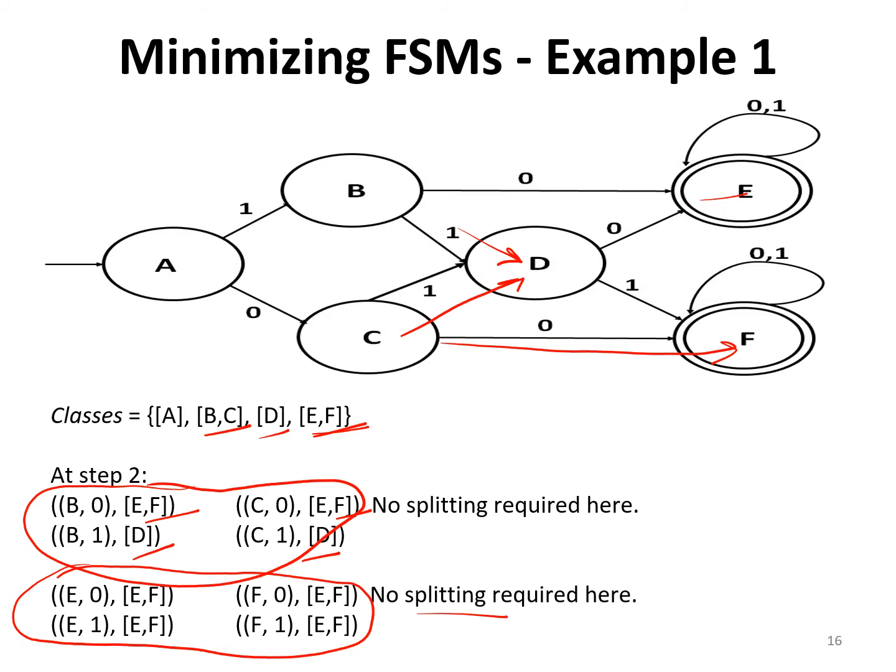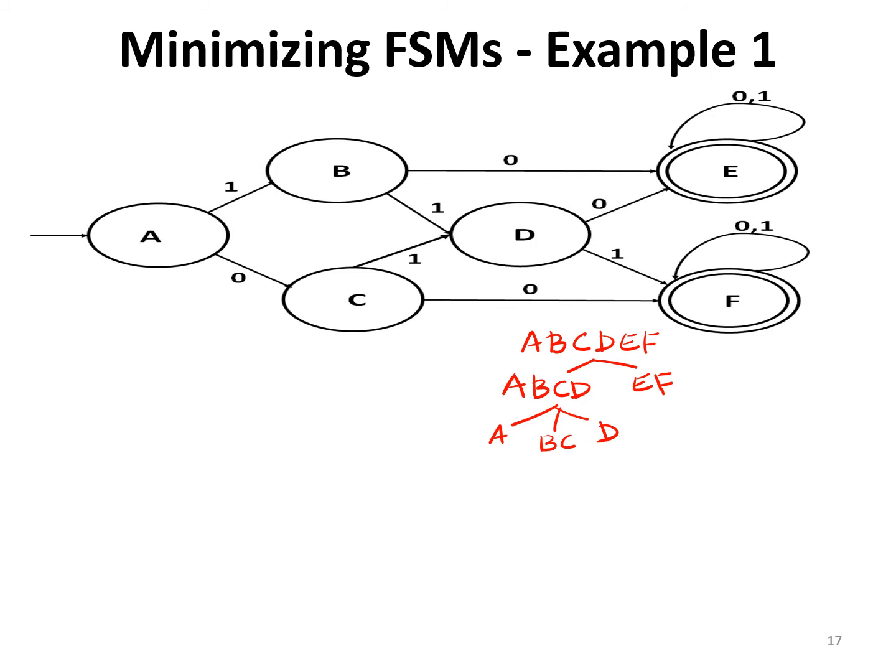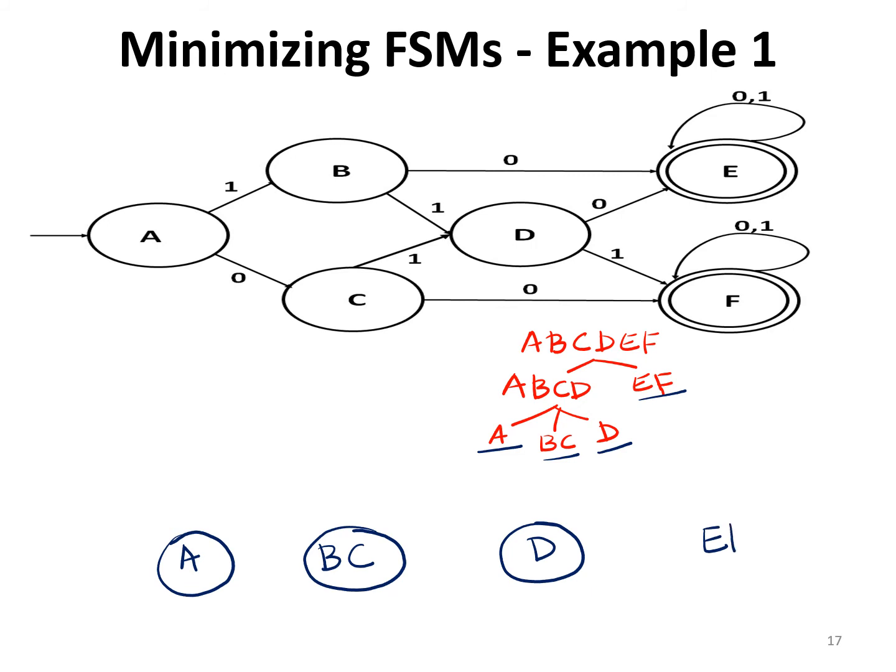So by now, at the end of step 2, we have seen that no further split of the states can be done. So finally, we come across 4 classes: A, B, C, D and EF. By the end of this step, we came across A, B, C, D and EF, 4 classes representing 4 states: A, B, C, D and EF, where initial state is A and accepting state, here E and F are the accepting states. So in the minimized DFSM, E and F state is the accepting state.